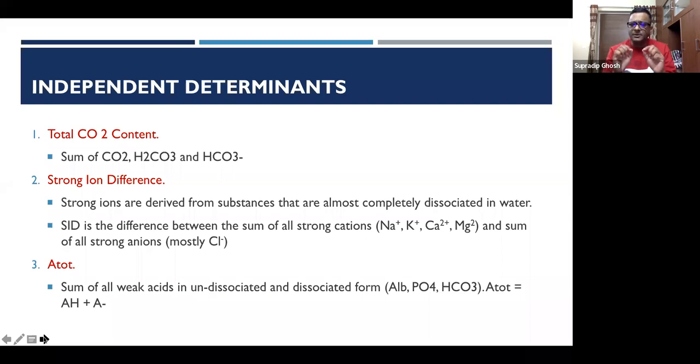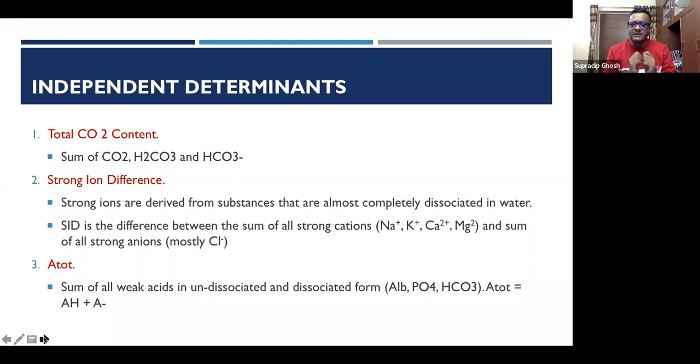The second component, which is the most important for metabolic acid-base disorders, is called strong ion difference. For understanding strong ion difference, we need to understand that strong ions are derived from substances that completely dissociate in water. For example, sodium chloride is completely dissociated in water to sodium and chloride. Strong ion difference is the difference between the sum of all strong cations, that is sodium, potassium, calcium, and magnesium, and the sum of all strong anions. These are mostly chloride and to some extent lactate. So this is the most important component.